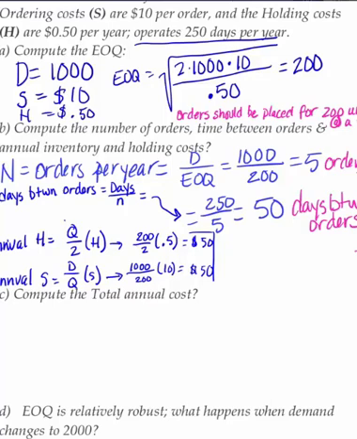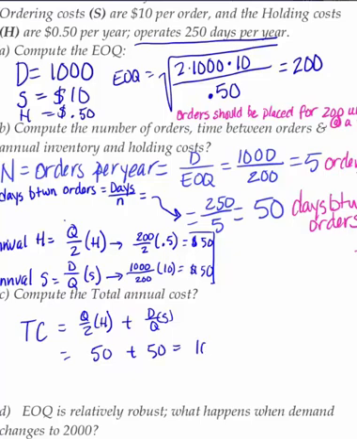Thus, our total annual cost is going to be $100, because total annual cost is the combination of annual holding plus annual shipping cost. So it is Q over 2 times H plus D over Q times S, which is exactly what we just calculated above. So we end up with 50 plus 50 equals 100. And 100 is our total annual cost affiliated with inventory carrying.